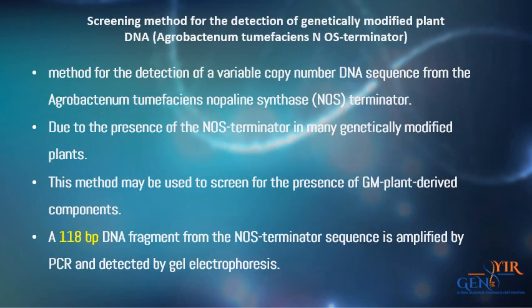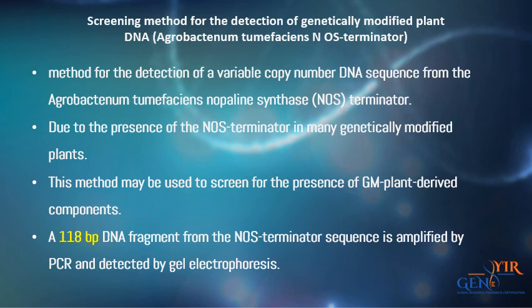Screening method for the detection of genetically modified plant DNA, Agrobacterium tumefaciens NOS terminator. Method for the detection of a variable copy number DNA sequence from the Agrobacterium tumefaciens nopaline synthase, NOS, terminator. Due to the presence of the NOS terminator in many genetically modified plants, this method may be used to screen for the presence of GM plant-derived components.